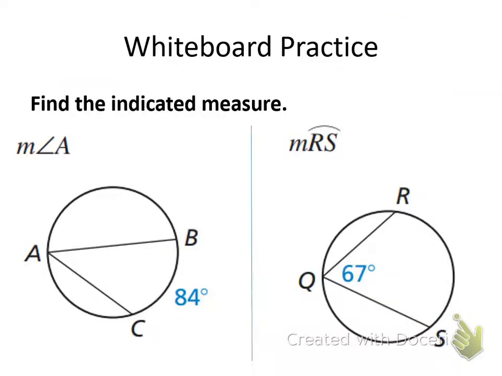All right, this one, find the measure of angle A. You can answer both of these at the same time. Angle A and then arc RS. Find the measure of angle A and then arc RS.